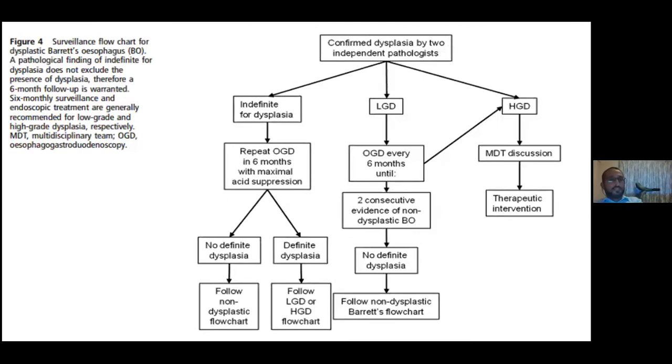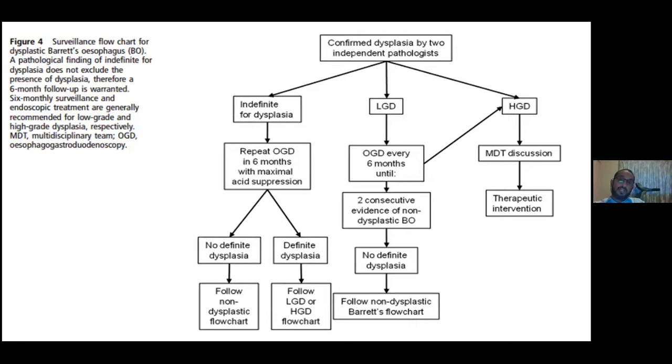Now, surveillance for those with dysplasia. After two independent GI pathologists confirm, if indefinite for dysplasia, you continue the patient on PPI and repeat the scope in 6 months with maximum acid suppression. If no definite dysplasia, you follow the non-dysplasia chart we've been talking about. If definite dysplasia is confirmed, follow the low grade or high grade pathway accordingly.